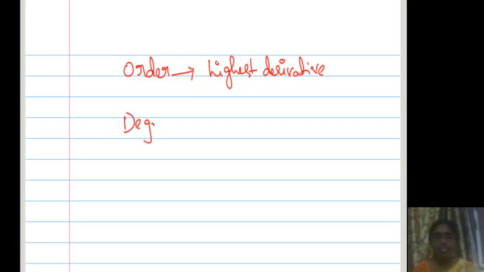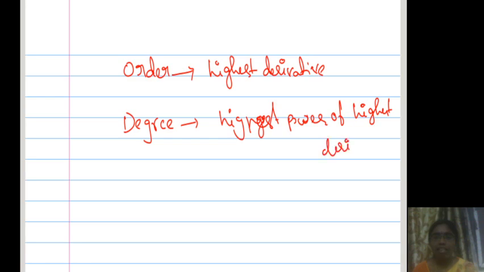Next we discussed degree. So what is the degree here? Degree means the highest power of the highest derivative. What I am saying here is, first you have to find the order. Order means the highest derivative. For that highest derivative in the differential equation, what is the highest power? That is the degree of the differential equation.